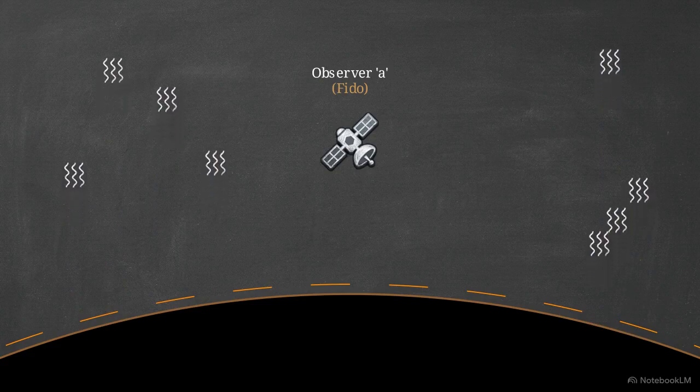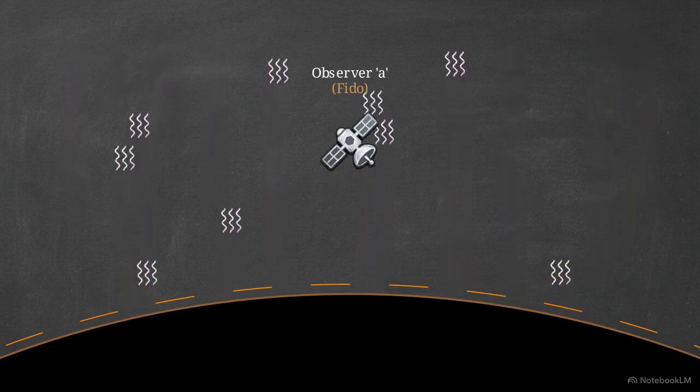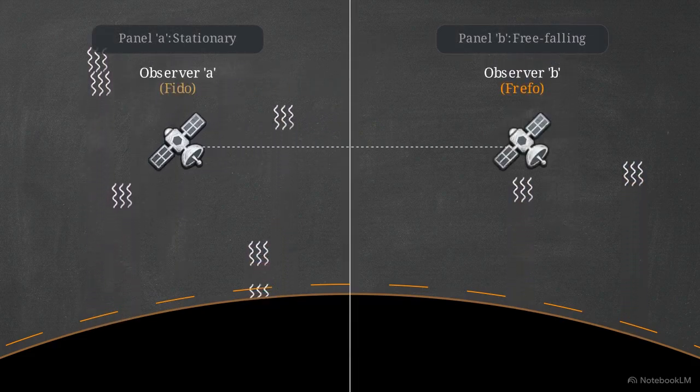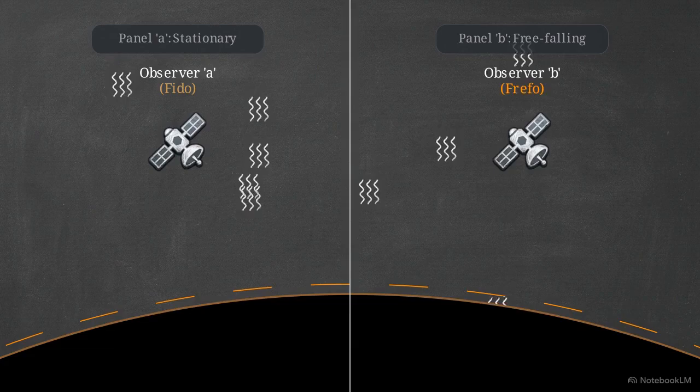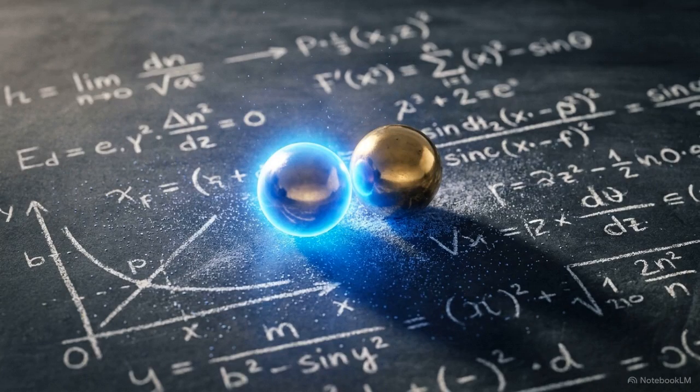By hovering just above the event horizon, FIDO sits in an intense field of Hawking radiation. In panel B, we drop a free-falling observer, or FRIFO, from the exact same position. According to the clock postulate, observers at the exact same position with zero relative velocity do not experience gravitational redshift relative to one another. At the moment of release, both the hovering FIDO and the falling FRIFO must observe the identical, intense frequency of radiation.